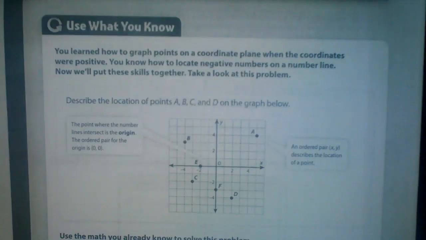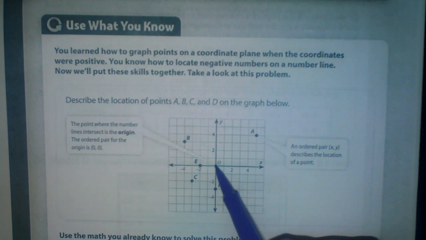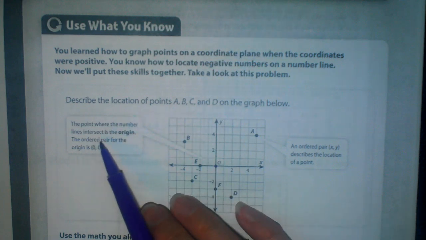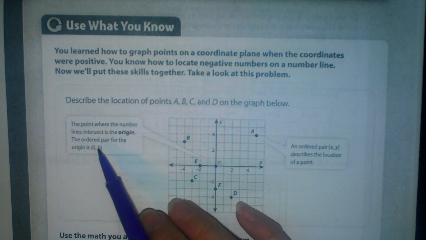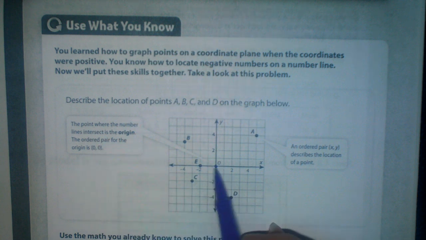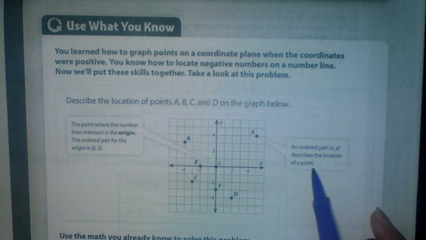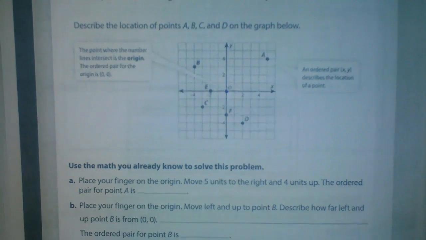Remember that the point in the middle is called the origin because it's where the two number lines intersect at 0, 0. So 0 on the X and 0 on the Y. An ordered pair is always X and Y, and that describes its location. So let's look at the first question.